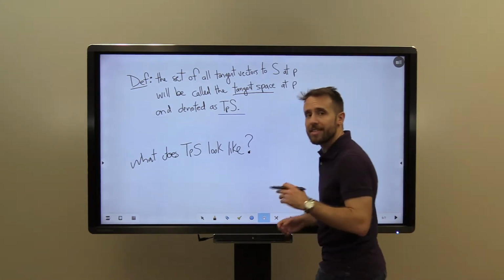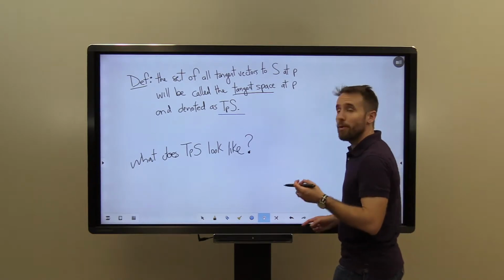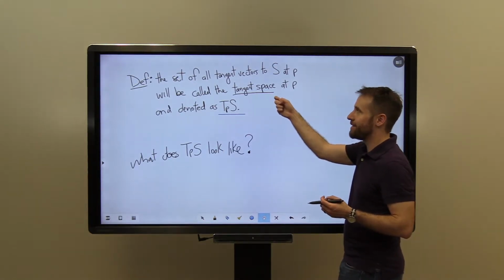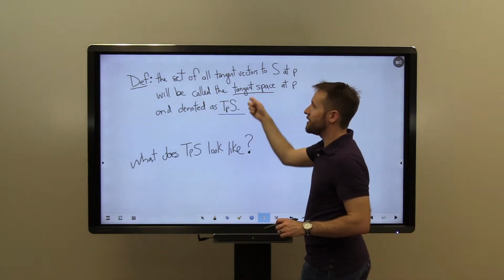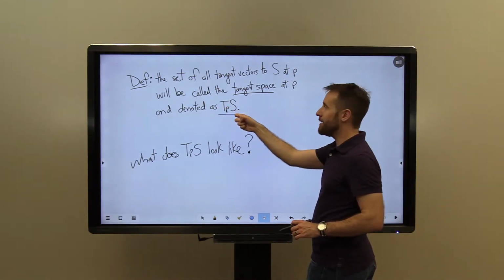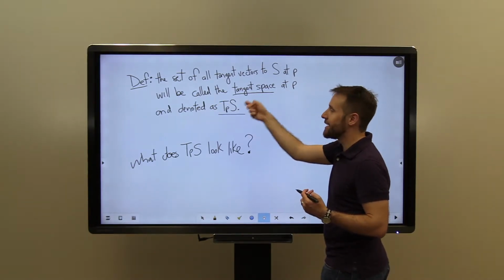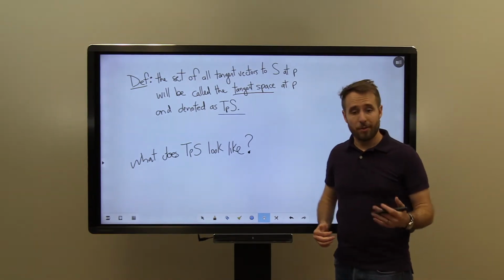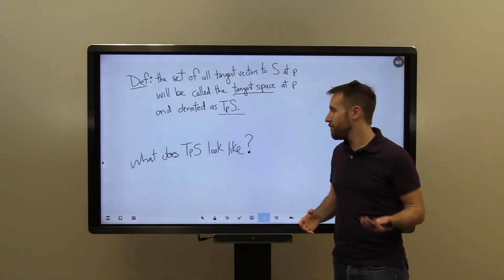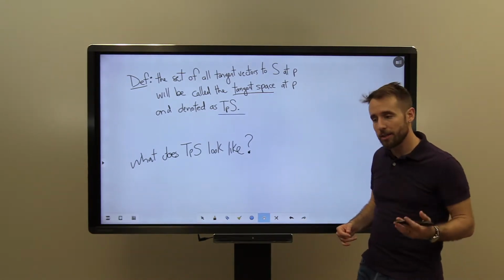So we will call the set of all tangent vectors to the surface S at the point P the tangent space at P, and it will be denoted using this notation here, T sub P of S. And I could read this out loud as the tangent space to the surface S at the point P. Now, like we said, a big question of ours will be, what does this space, TPS, actually look like?